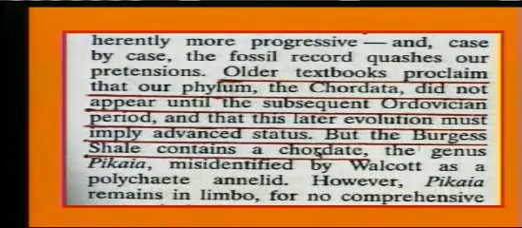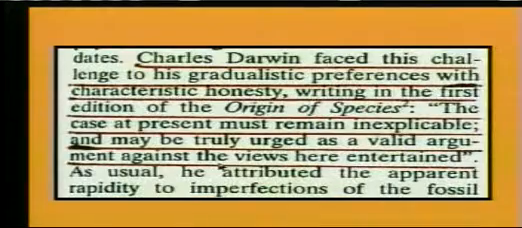He continues to say, older textbooks proclaim that our phylum, that's the one we belong to, you know, we come way up there in the geological column. The chordata did not appear until the subsequent Ordovician period, and this later evolution must imply advanced status. So we're the doyens, we're the advanced status. But the Burgess Shale, which is Cambrian, the lowest layer, contains chordates.